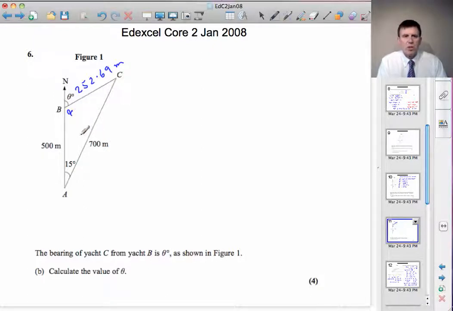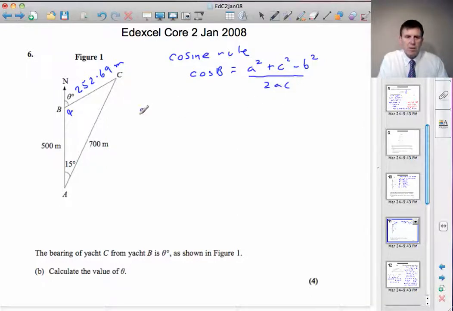Now I have a choice here. I could either use the sine rule to find alpha or the cosine rule. I'll use the cosine rule. And the cosine rule to find angle B in the triangle ABC is cos B is equal to a squared plus c squared minus b squared divided by 2ac.